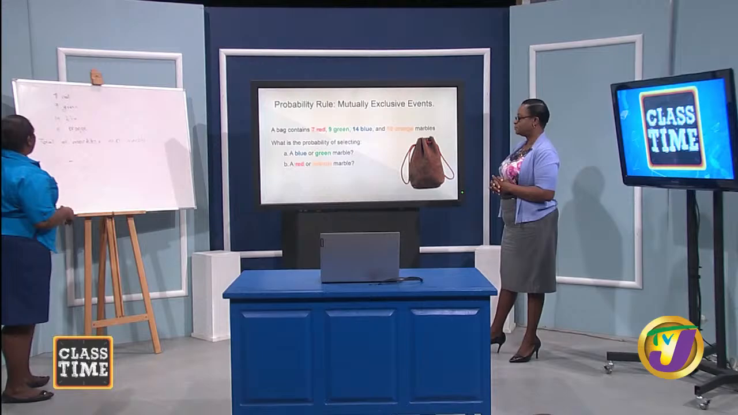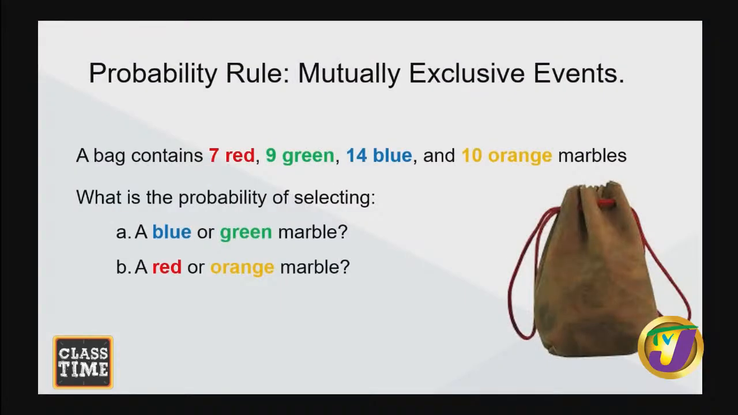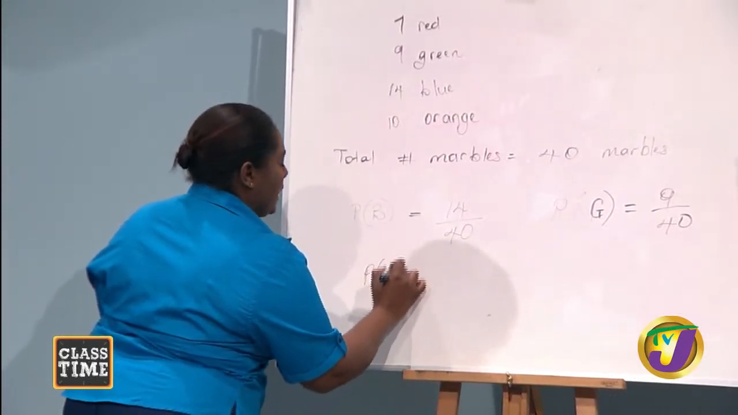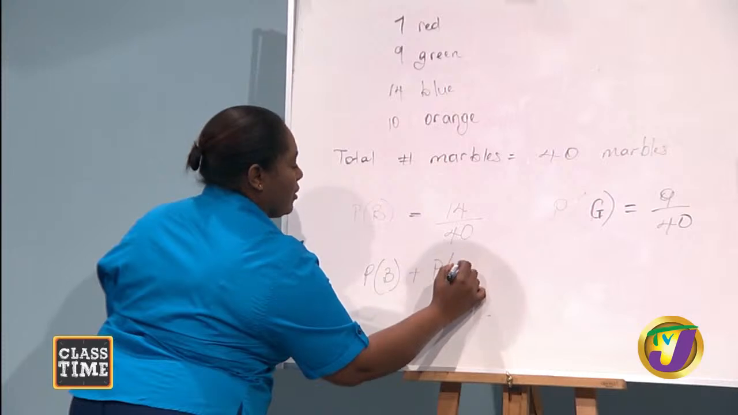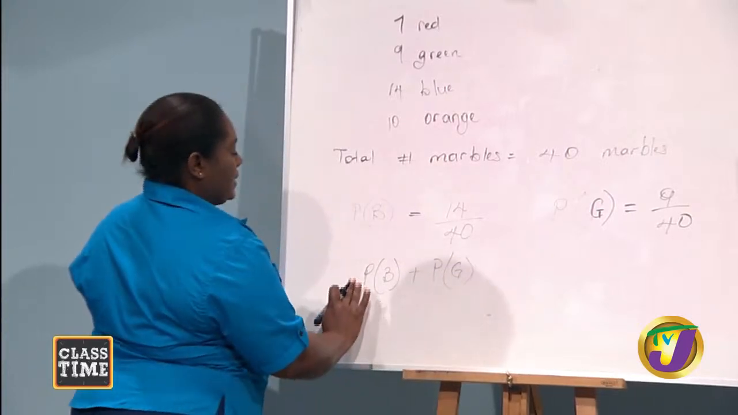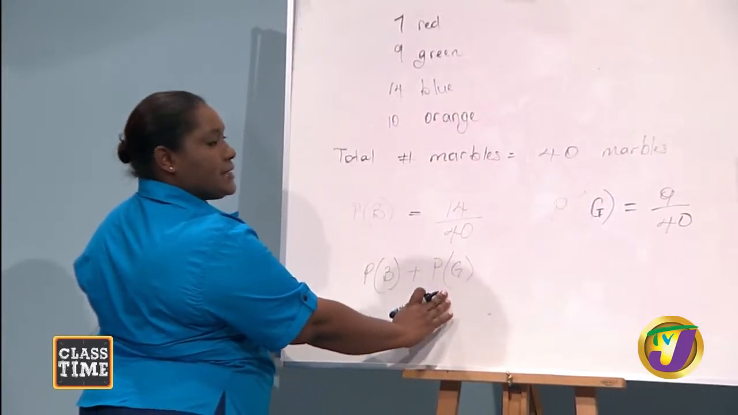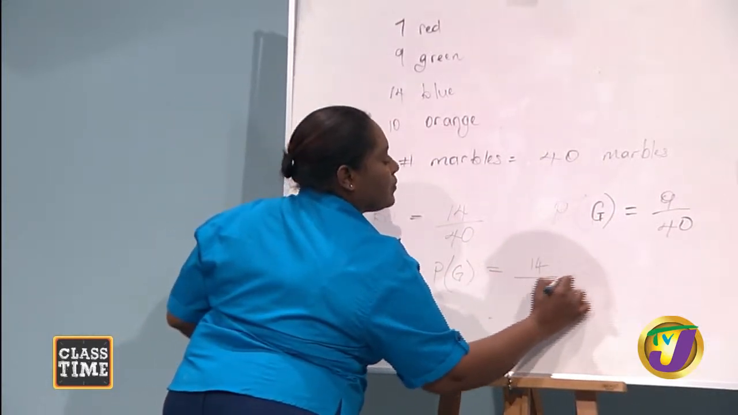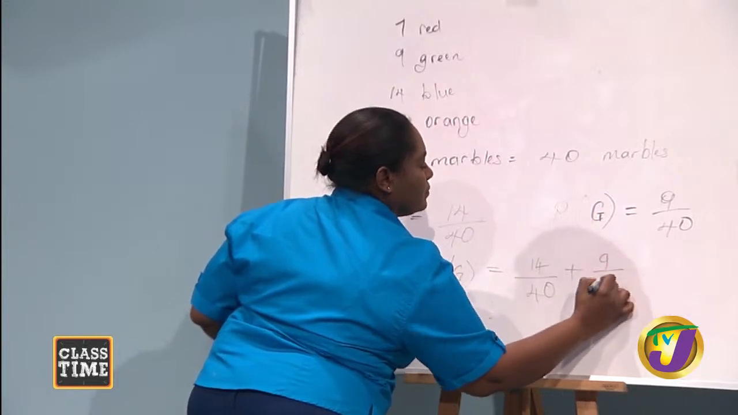How many green marbles are we working with? 9 green marbles. So the probability, and if you notice, I'm using the P to represent probability. And we have 9 green, and the total number of marbles, of course, remains the same. It's 40. Good. Now the probability for the two mutually exclusive events, I'm representing the formula here, would be the probability of blue plus the probability of green, which will give us 14 out of 40 added to 9 out of 40.